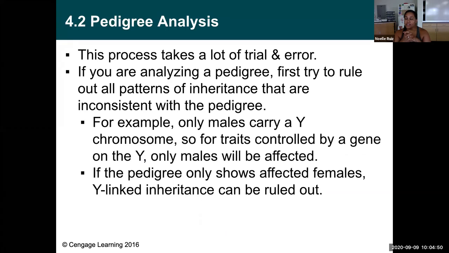The process takes a lot of trial and error. If you're analyzing a pedigree, first you try to rule out patterns of inheritance that are inconsistent with the pedigree. So for example, only males carry a Y chromosome. For traits controlled by a gene on the Y, only males will be affected. So if you're looking at a pedigree and there are circles filled in, the circles are females, it means it's not going to be a Y-linked disease because females don't have Ys.